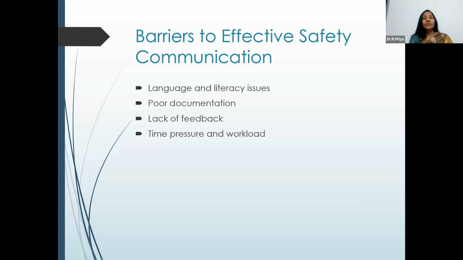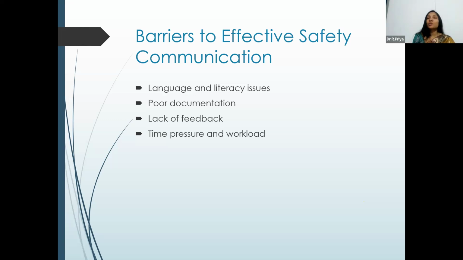So if safety instructions are communicated in a language that they do not fully understand, the message may be misunderstood or ignored. For example, at a construction site, if safety instructions are given only in English or in Hindi, while the workers understand only the local language. For example, in Maharashtra, many of the workers only know Marathi, so they may unknowingly violate safety rules, leading to accidents.